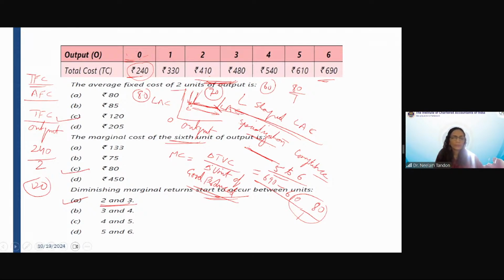Okay. So until you understand the concept, it could be 2 to 3 or 3 to 4. So how much is it from 2 to 3? 410 minus 330. Then you deduct 480 minus 410. So which is greater, 2 to 3 or 1 to 2? 1 to 2 is greater, and then 2 to 3 starts decreasing, no? So this is how you will calculate diminishing returns to a factor.